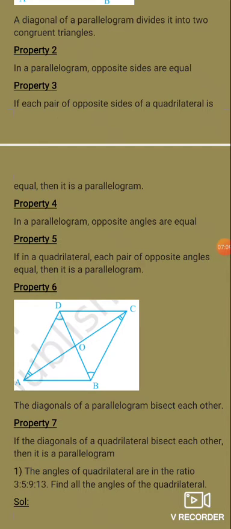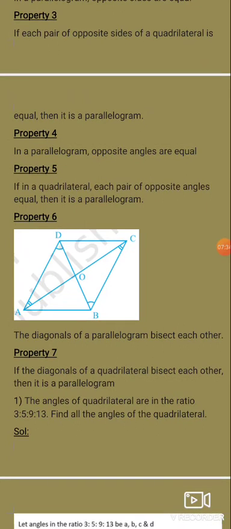Using congruency, we can show that the marked angles are equal, and angle AOD and angle BOC are vertically opposite angles. So the two triangles are congruent. Like that you can take. That proof is not important. So the diagonals of the parallelogram bisect each other. That means OA is equal to OC and OB is equal to OD.